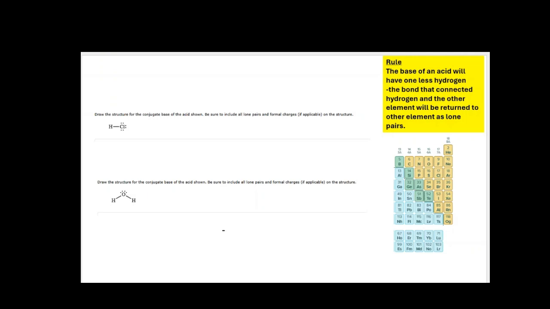Next, I'll show you how to solve the ALEKS problem. Draw the structure for the conjugate base of the acid shown. Be sure to include all lone pairs and formal charges. So what ALEKS is going to do is it's going to have an acid and it wants us to draw the conjugate base for it.